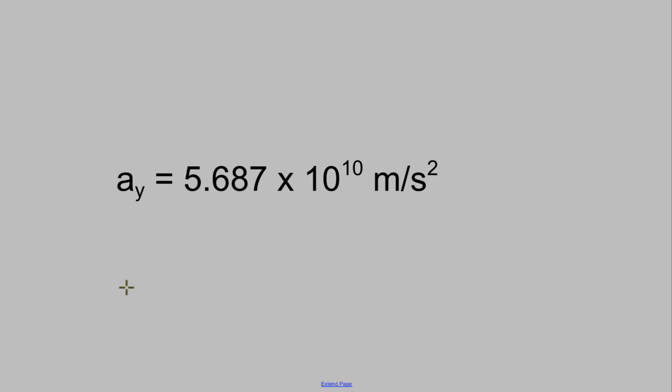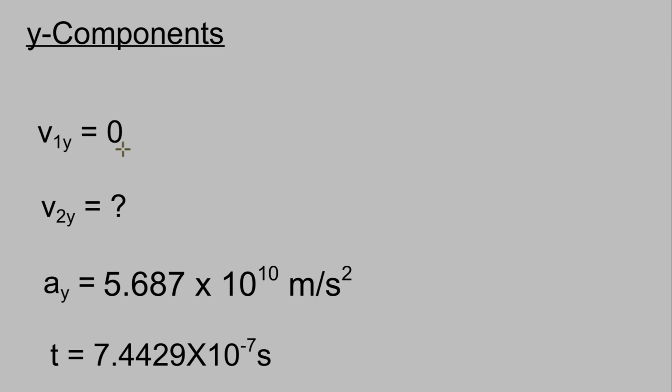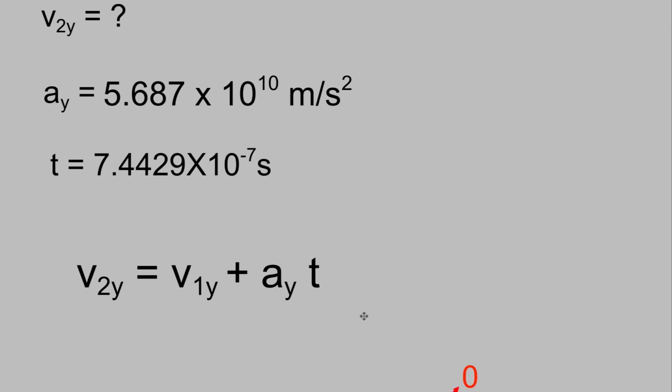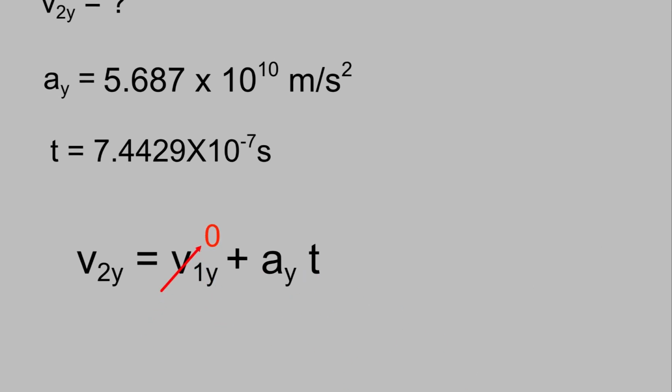meters per second squared. So now if we look at our y components, initial velocity in the y direction is 0. We're looking for the final velocity in the y direction. We have our acceleration in the y direction and the time in the field. Using our kinematic equation, v2 equals v1 plus at. Because it was initially at rest in the y direction, that first term goes to 0.